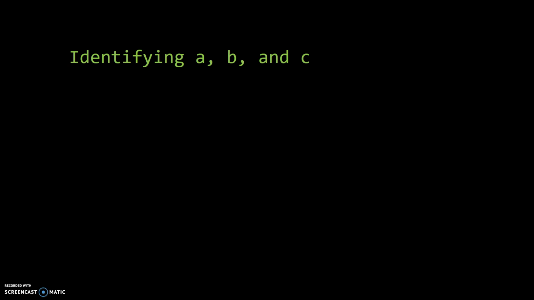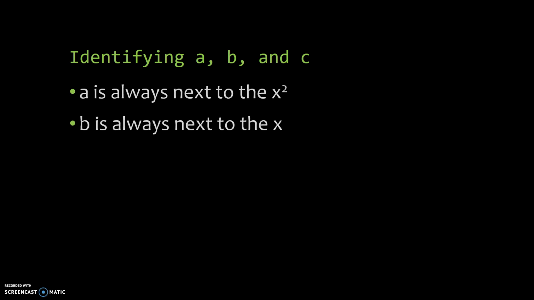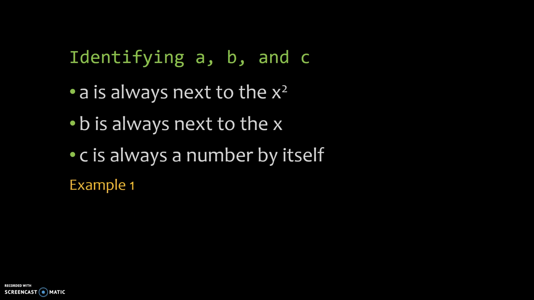Let's first start by making sure we can identify a, b, and c. A is always the number that's next to the x squared term. It is always the coefficient, not the x squared. B is always next to the linear term, or the x value, and it is the coefficient, not the x. And c is always the number by itself. It's the constant that's always found. Sometimes b and c are missing.